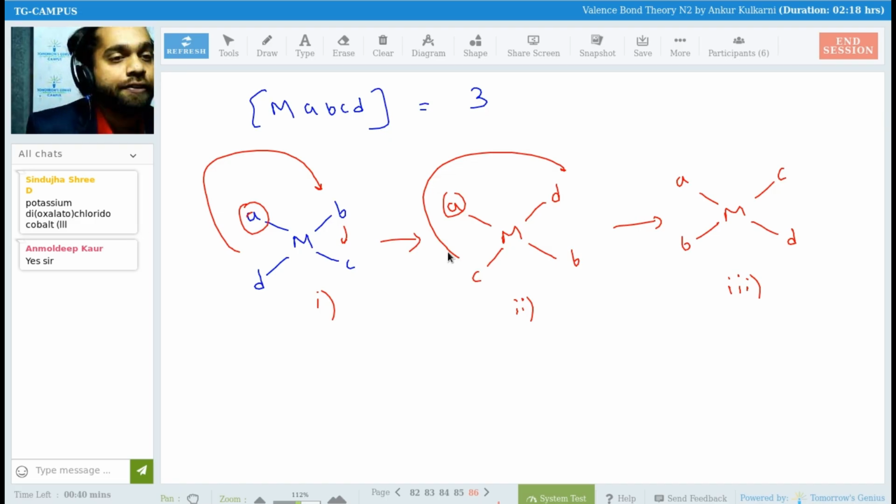So that is why, when you have four different types of ligands, this is how it is attached.